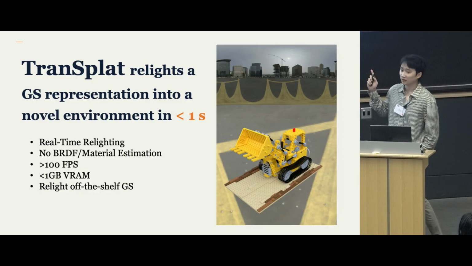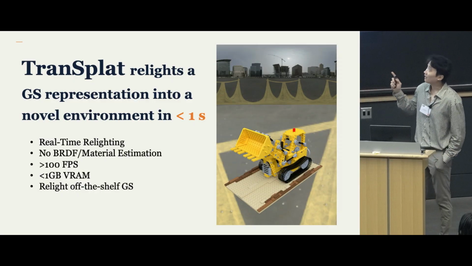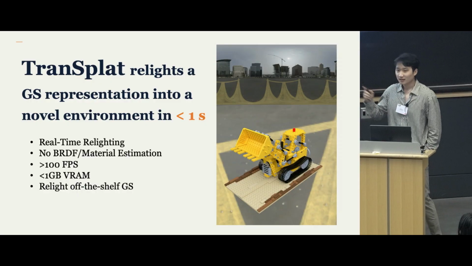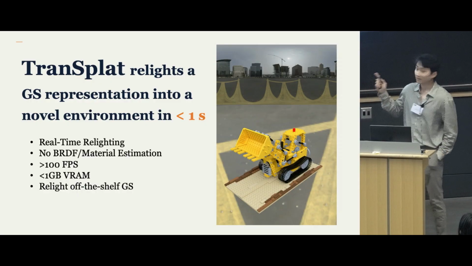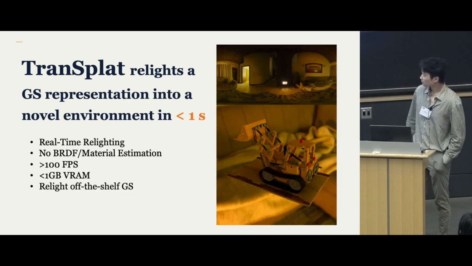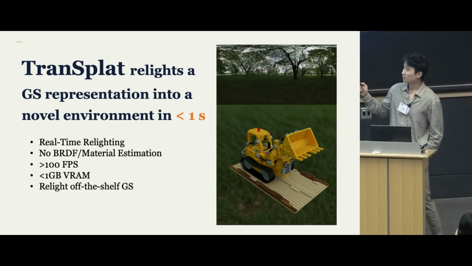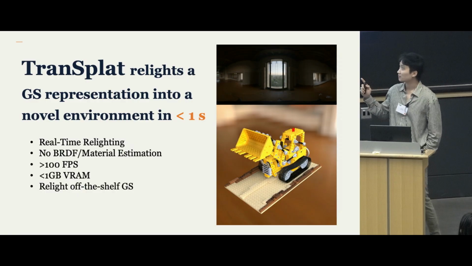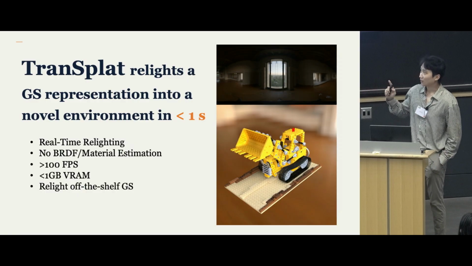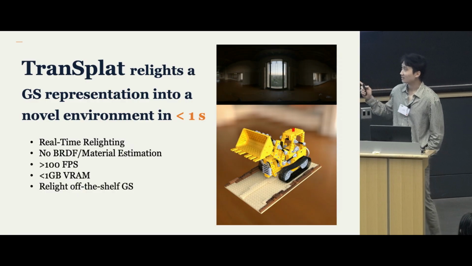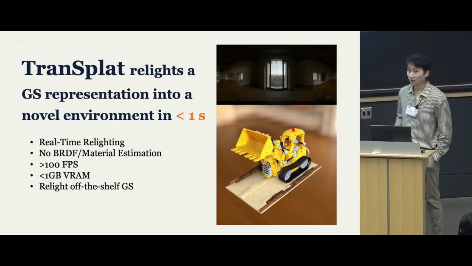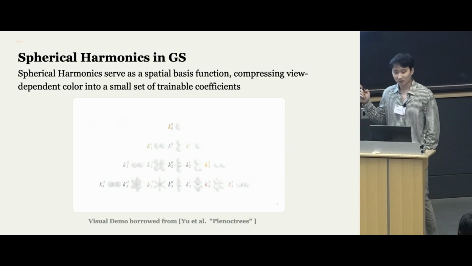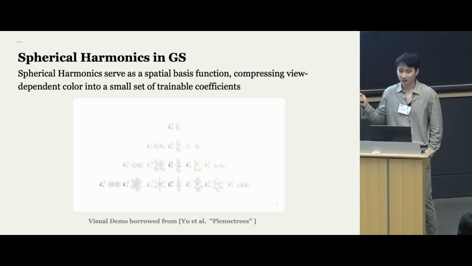We want to formulate a really lightweight approach that would relight existing Gaussian representations into a novel environment in less than a second. It achieves real-time relighting, and it completely skips the BRDF or material estimation, with over 100 FPS and less than 1 GB of VRAM requirement. Let me first touch base on what spherical harmonic is and how it's used in Gaussian splatting.